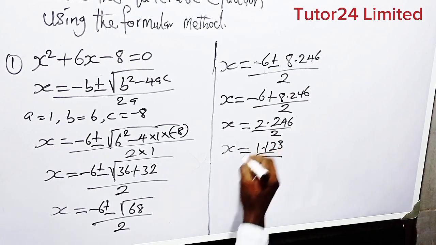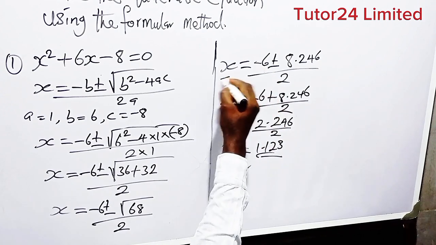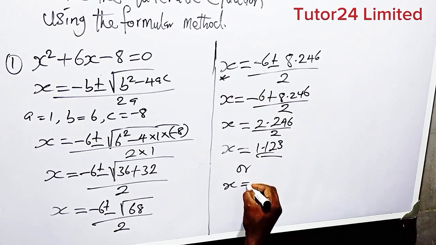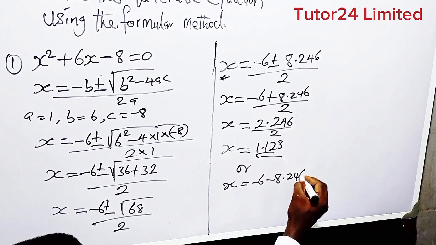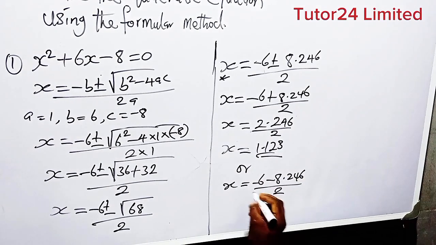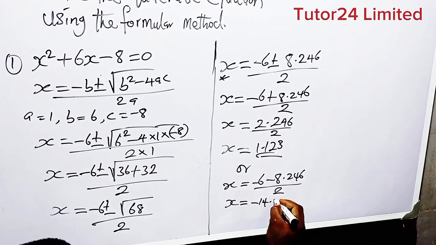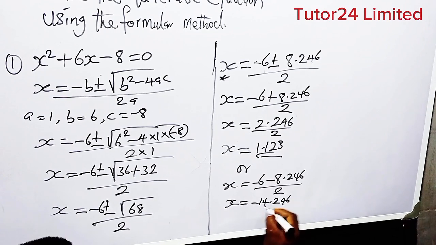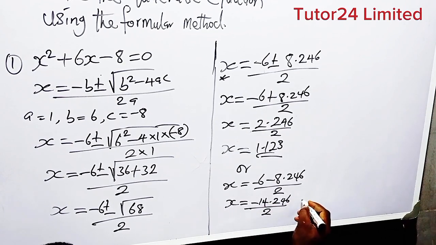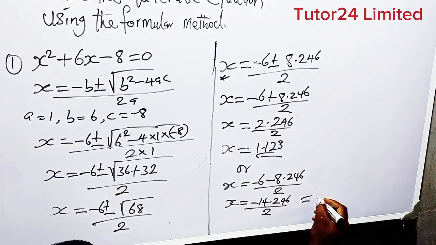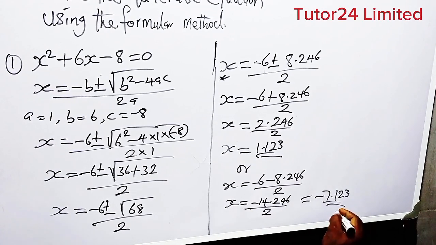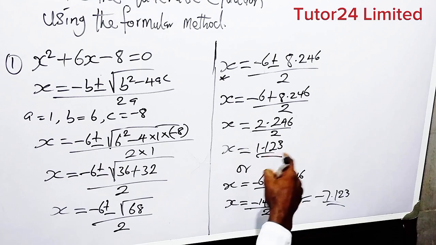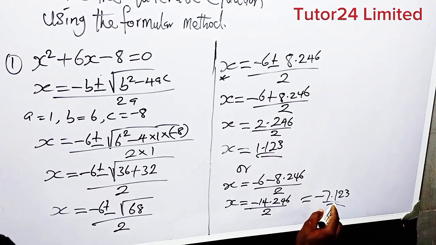So that means x is equal to 1.123. Or the second value for x would be, from here, x is equal to minus 6 minus 8.246 over 2. If we add this together, we have x is equal to minus 14.246 over 2. If we divide this, we get minus 7.123. So it's either x is equal to 1.123 or x is equal to minus 7.123.